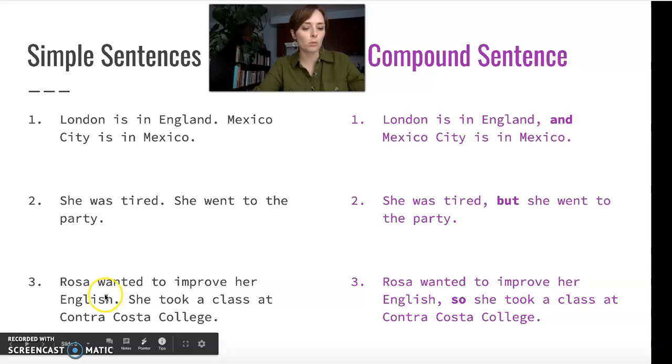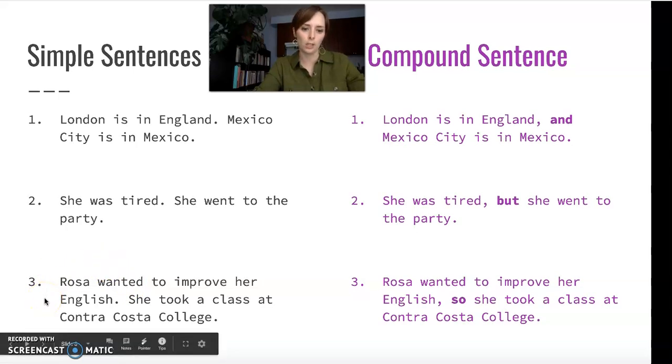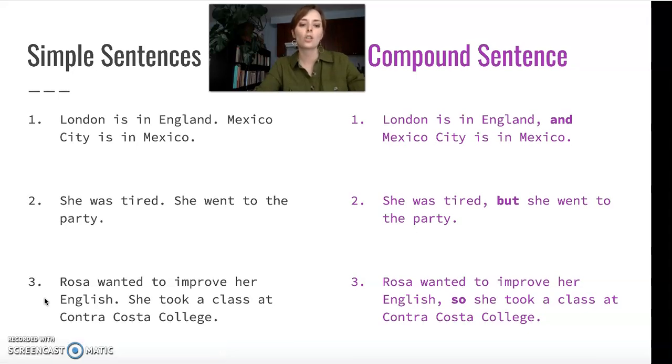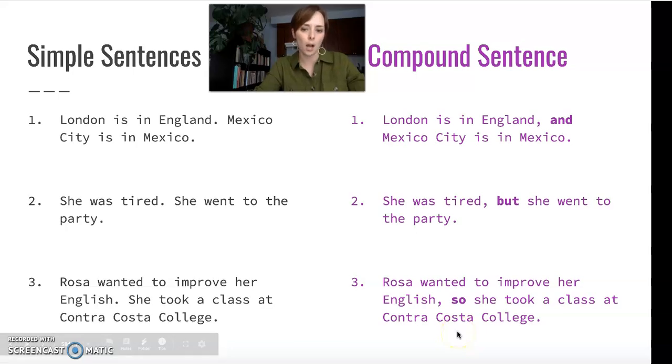Here we have two independent clauses, also known as two simple sentences. Okay, so Rosa wanted to improve her English. She took a class at Contra Costa College. So now we are going to combine those two sentences into a compound sentence. Rosa wanted to improve her English, so she took a class at Contra Costa College.